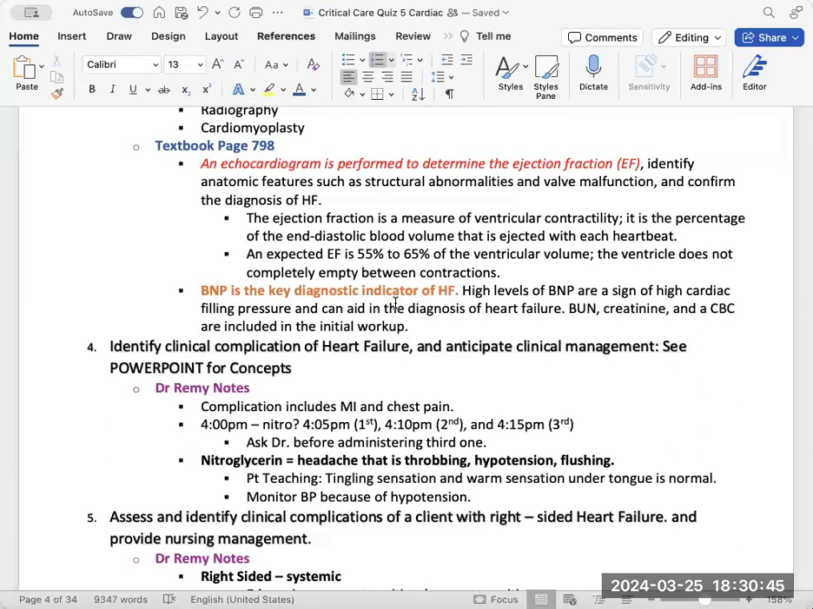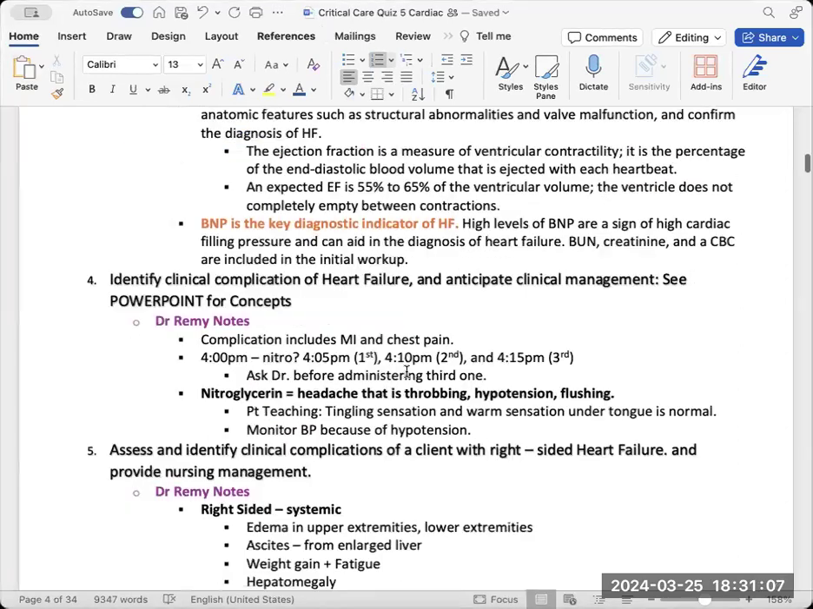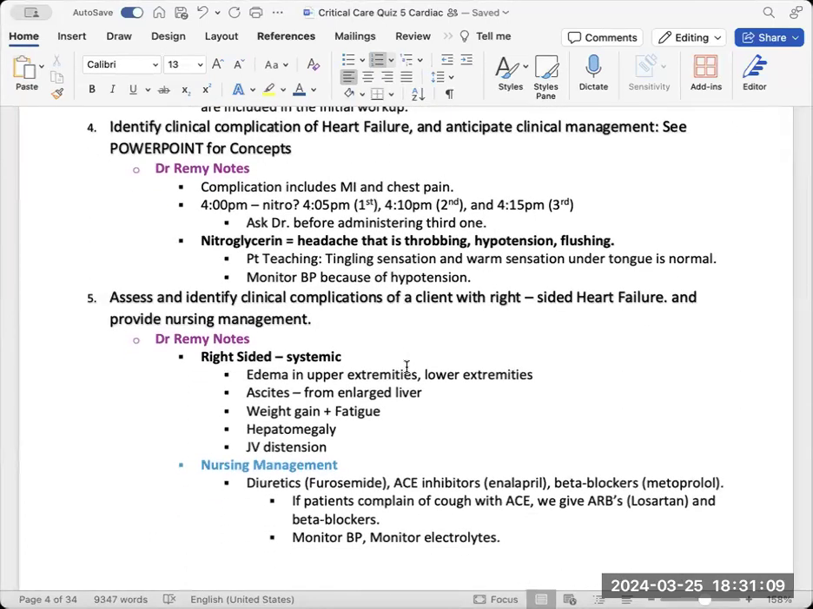If it's less than, usually, at least the textbook says it's between like 55 to 65 or 50 to 70, depending on the textbook. But just know that the lower it is, the more the heart has to struggle because it's not really able to pump properly, and that causes even more problems for the heart, right? Okay. Question 4 is to identify clinical complications of heart failure and anticipate clinical management.